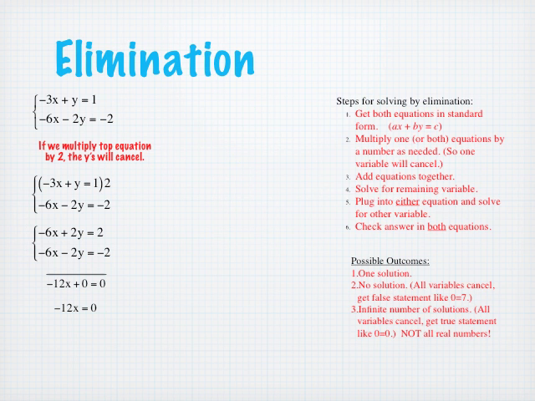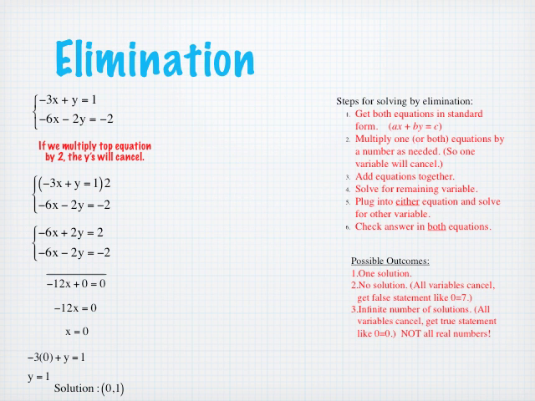Divide both sides by negative 12 and I get x equals 0. I'm halfway there. I need to plug this in and find y. I get in the habit of just using the top equation, but you can use either one. It doesn't matter at all. Negative 3 times x, that's negative 3 times 0, plus y equals 1. So that's just y equals 1. So my point is 0, 1.